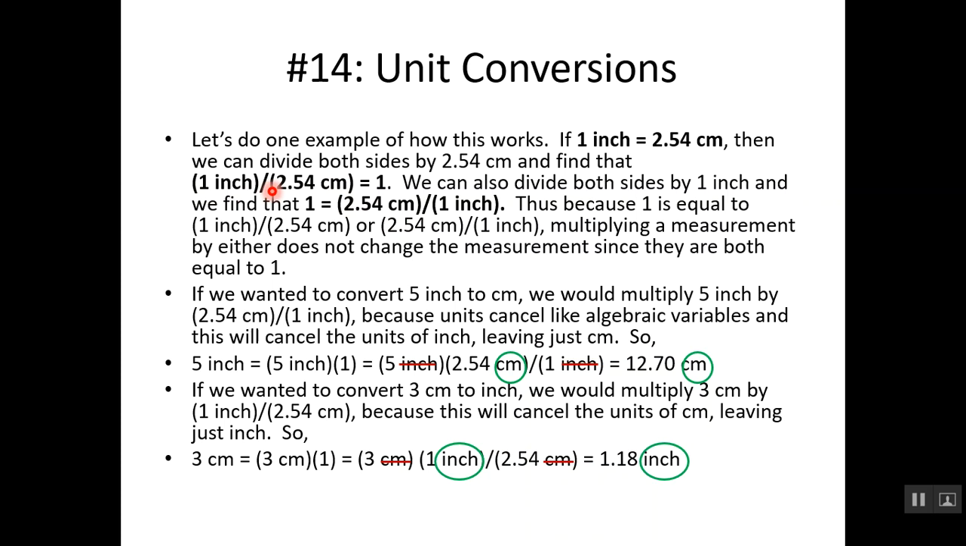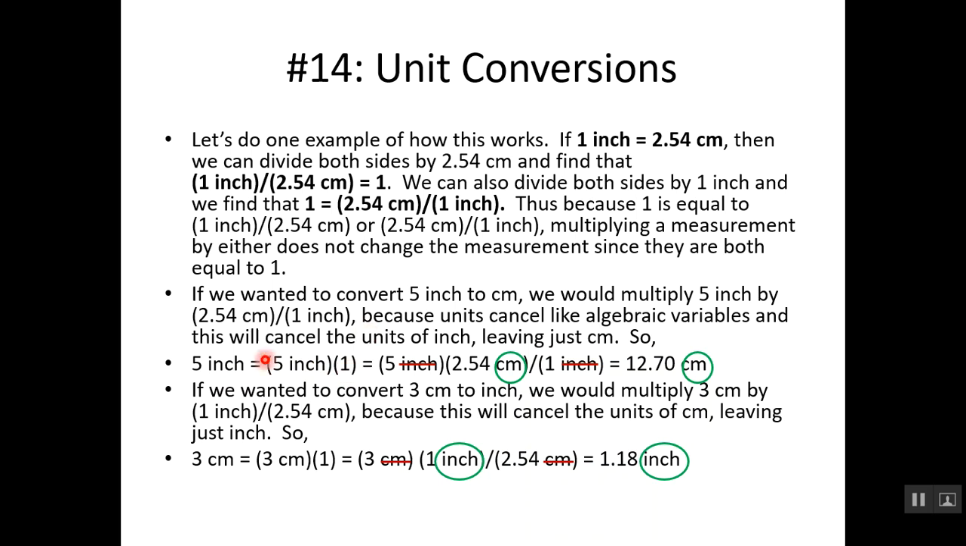If you wanted to mess up your friends and write down their phone number that has a 1 in it, you can write 1 inch divided by 2.54 centimeters because it's the same thing as the number 1. So what you're doing is using one of these versions of 1 to do the unit conversion. For instance, if you're trying to convert 5 inches to centimeters, if you multiply 5 inches by 1, that doesn't change anything, right? Because it's still 5 inches.